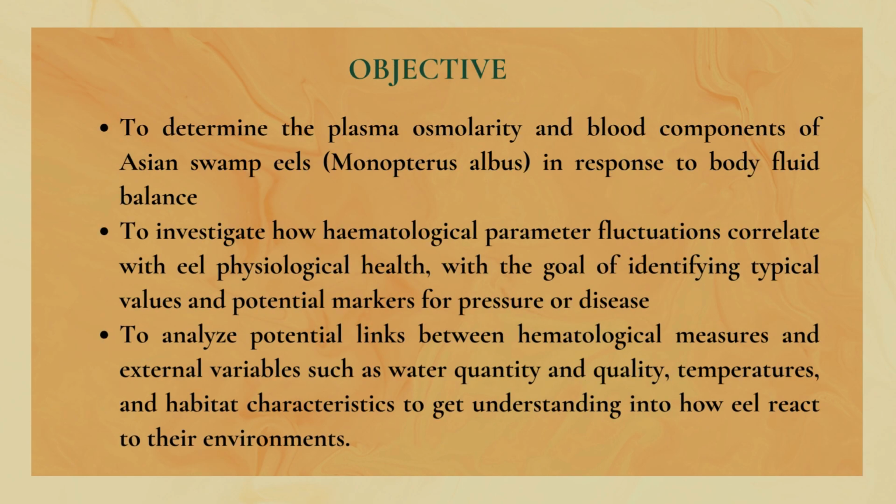Objective: to determine the plasma osmolarity and blood components of Asian swamp eels, Monopterus albus, in response to body fluid balance. Second, to investigate how hematological parameter fluctuations correlate with eel physiological health, with the goal of identifying typical values and potential markers for fragility and disease. Lastly, to analyze potential links between hematological measures and external variables such as water quantity and quality, temperature, and habitat characteristics to get an understanding of how eels react to their environments.